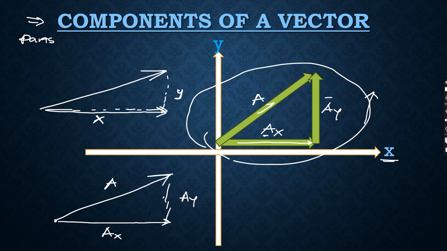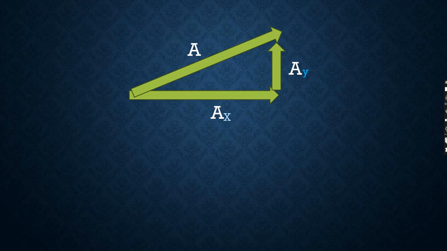Okay, so this is our next part now. So we know this is our vector A. Okay, this is our vector A, and these are its components. We have the x component and the y component.